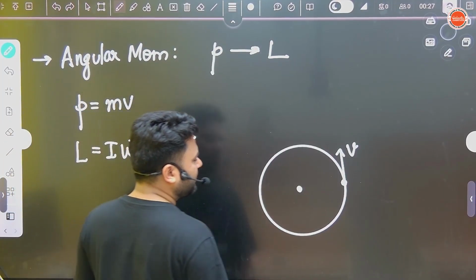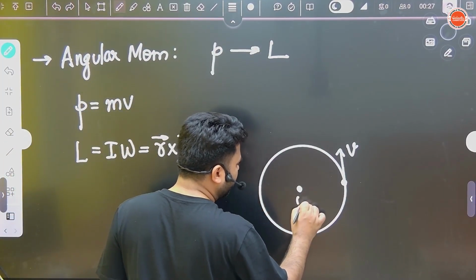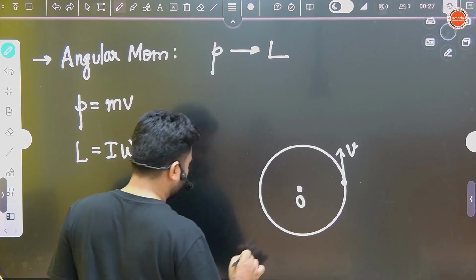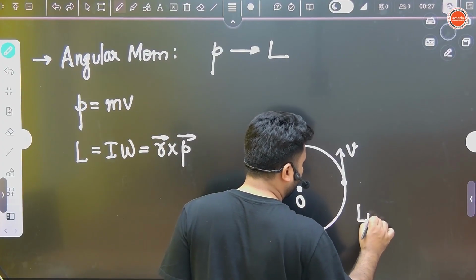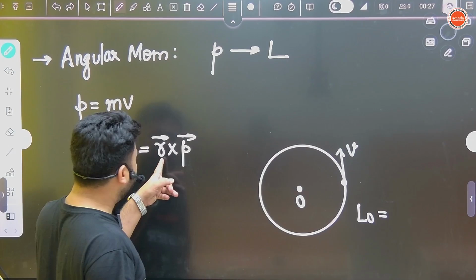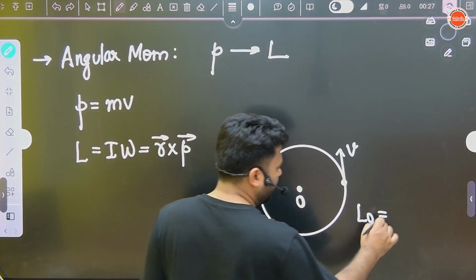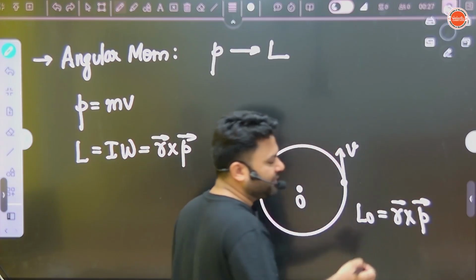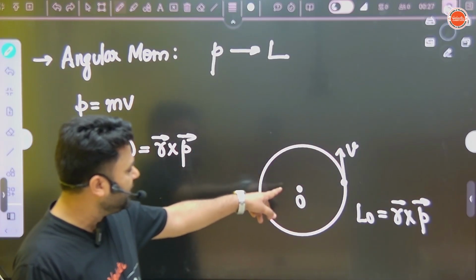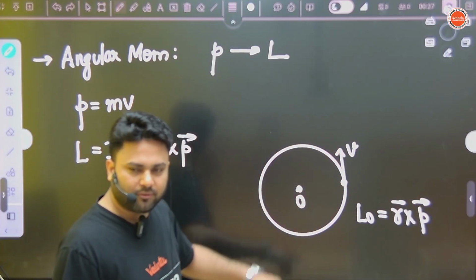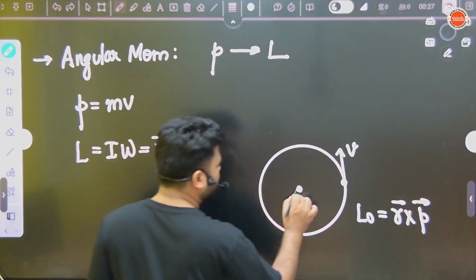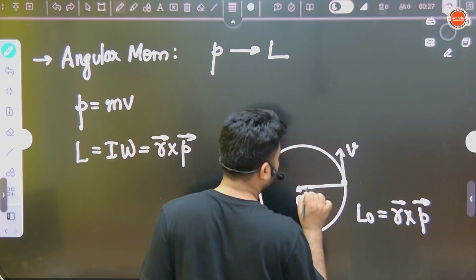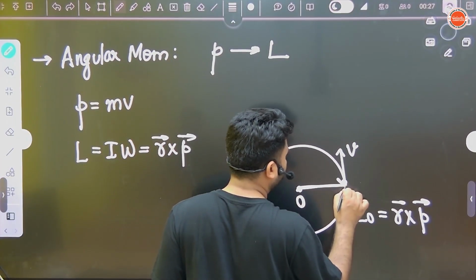So if someone asks what is the angular momentum about O, see what is the formula: r cross p. Now I will tell you what these things are. r means from the center of rotation, where is the particle. So this is my r vector.